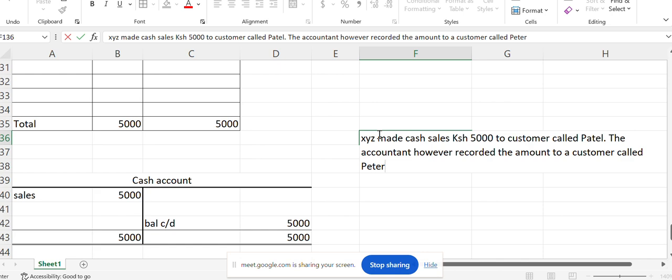Peter and Patel, all of them are customers to this company called XYZ. These two are customers. Now, we call this same class. All of them customers. If you sell goods on credit or on cash, someone is knocking. Allow me to add.